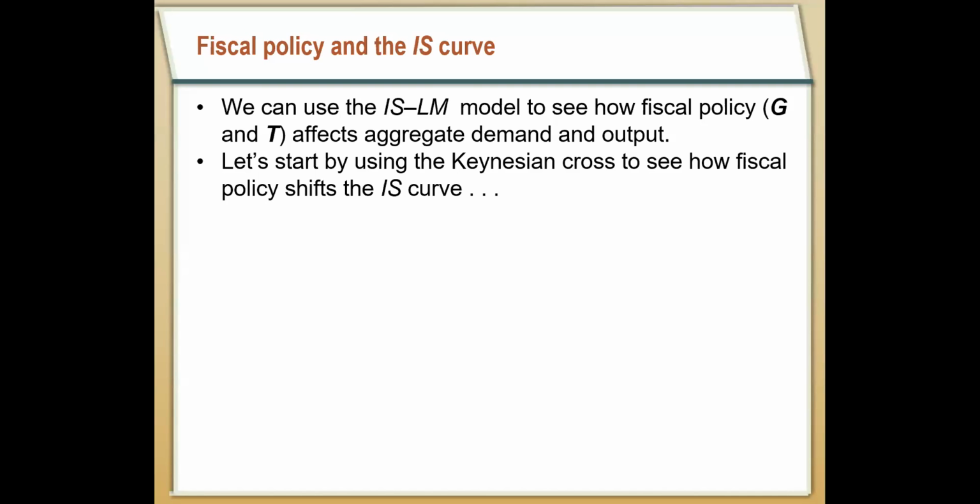So we just finished seeing how we derived the IS curve from the Keynesian cross model. We can now use that Keynesian cross model to see how different changes in fiscal policy, changes in government spending or taxation, can influence the IS curve and thus aggregate demand. And so we can start with just that basic, straightforward Keynesian cross model to see how that's going to change the IS curve in response to changes in fiscal policy.